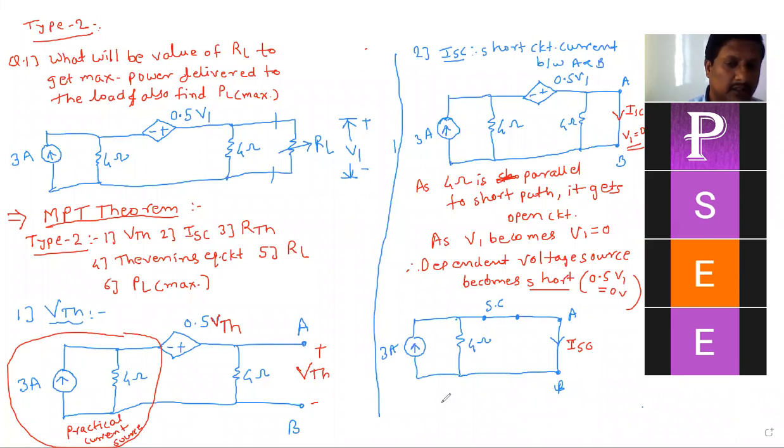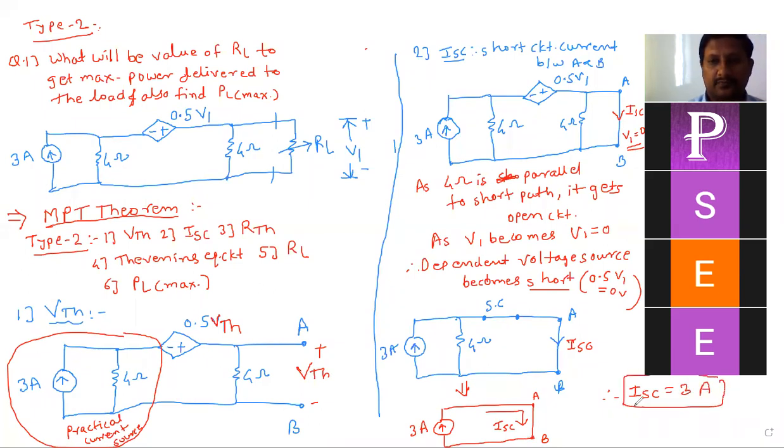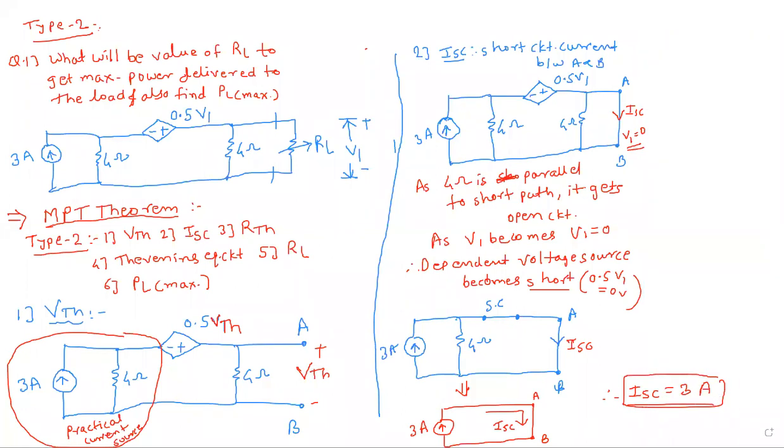Tell me, now this is a total short, so this 4 ohm is again parallel to ISC. Again this 4 ohm gets open, so see what the circuit becomes now. 3 ampere, and this is the A and B. This current is nothing but ISC. What is the current? Yes, so ISC is equal to 3 ampere. Okay, so ISC is equal to 3 ampere you got.